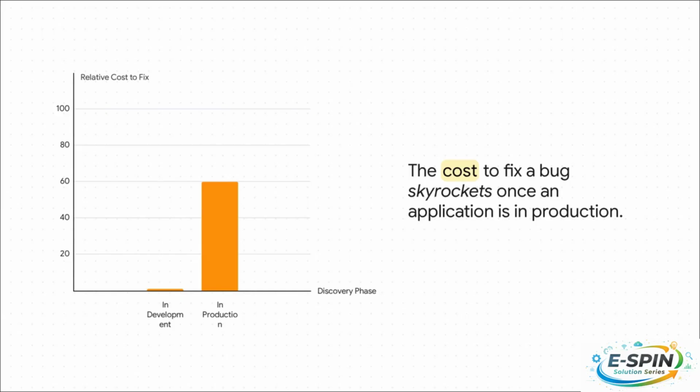Just look at this cost difference. Seriously, fixing a bug that you find during development, okay, that's one thing. But fixing that exact same bug once the software is live in production, whoa. We are not talking about a small increase here. It can be over 60 times more expensive. And that's not even counting the reputational damage it might have already caused.